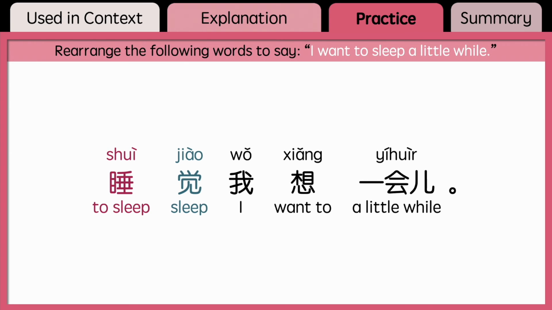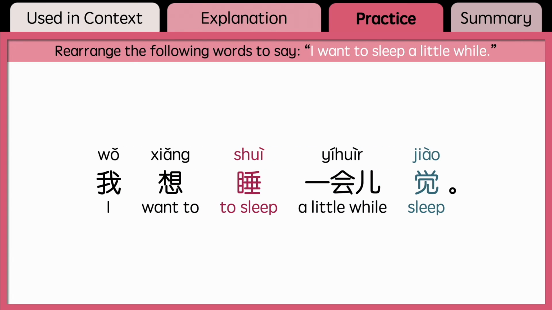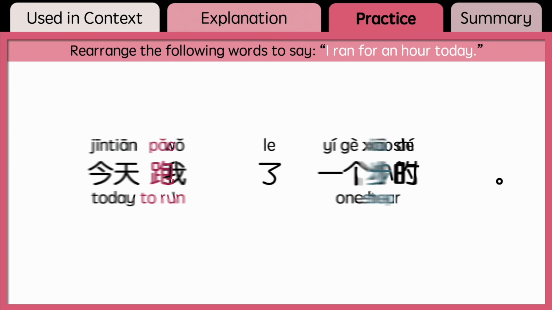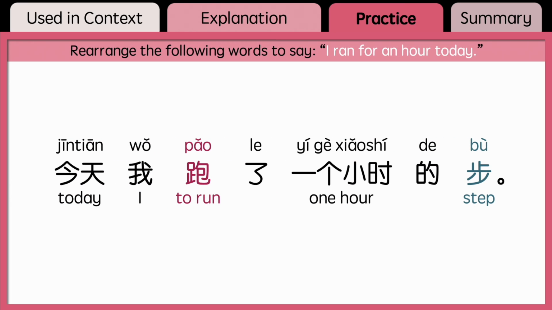Rearrange the following words to say, I want to sleep a little while. Again, you can pause the video and think about it first. Yes, the answer is 我想睡一会儿觉. Rearrange the following words to say, I ran for an hour today. Again, you can pause the video and think about it first. Yes, the answer is 今天我跑了1个小时的步.